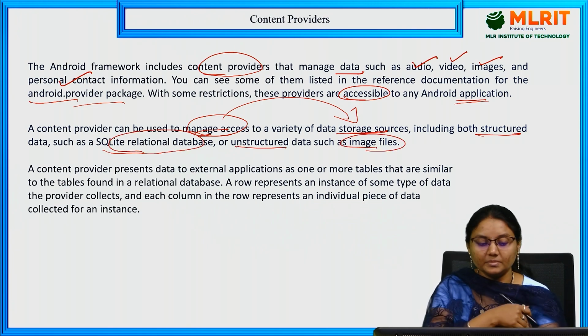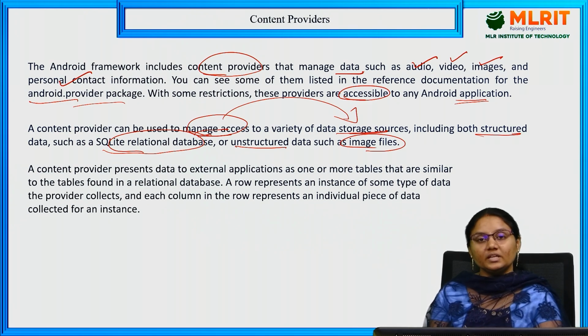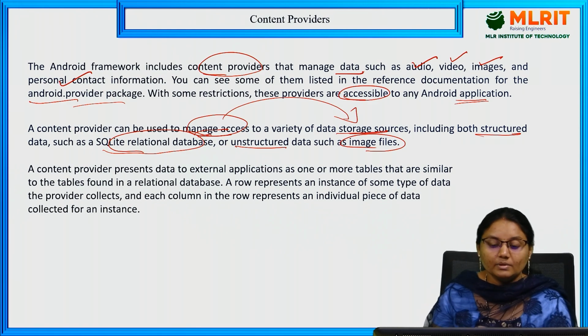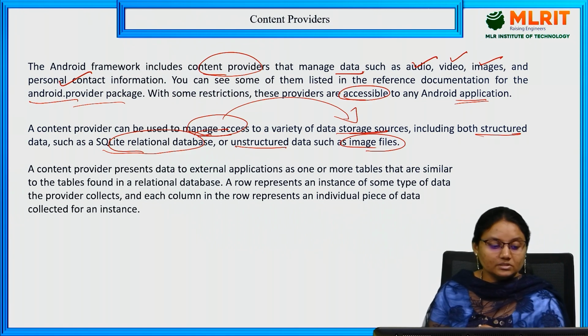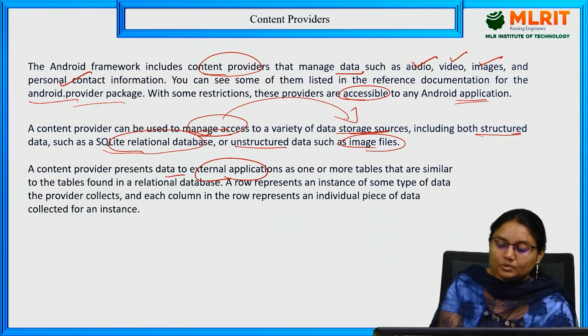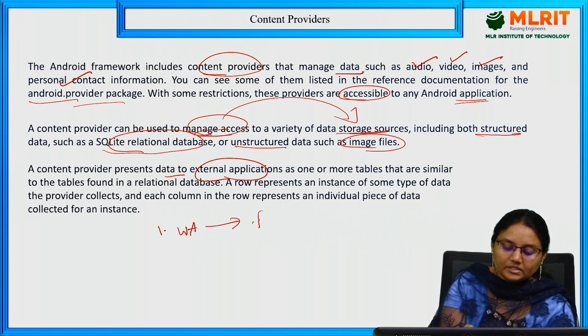So structured means you may take the contact information. Unstructured, you may take the image information. So all such data can be managed between the different Android applications and a variety of data storage sources. A content provider presents data to external applications as one or more tables. As I told you, one example is WhatsApp to Facebook.